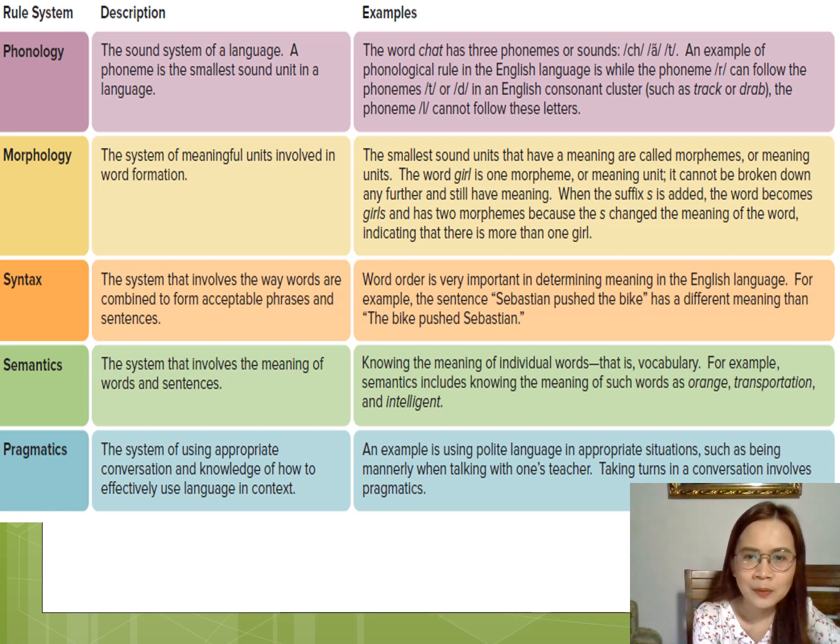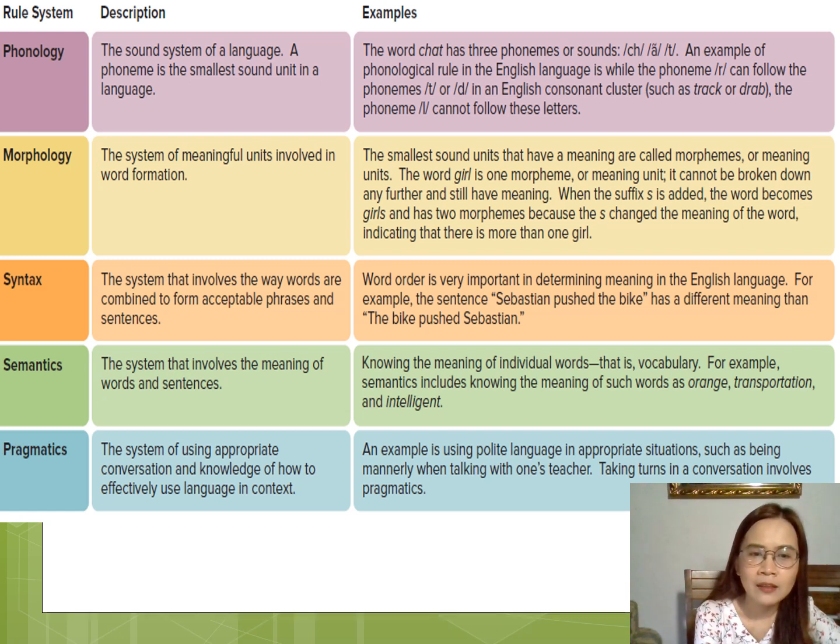Okay? So, and then we have semantics. The semantics is the system that involves the meaning of words in sentences. So, knowing the meaning of individual words, that is vocabulary. For example, semantics includes knowing the meaning of such words as orange, transportation, and intelligent.